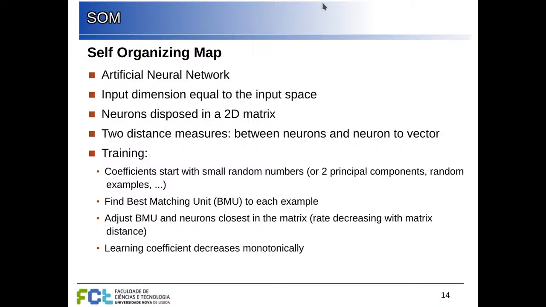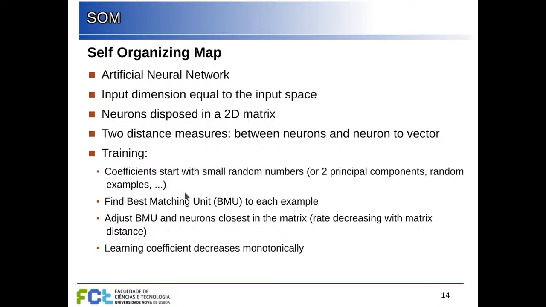We can measure the distance between the parameters of the neuron and some vector, for example, some example that we present to the network, and we're going to try to match the parameters of the neuron as close as possible to some vectors. But then we also have the distance between neurons in this two-dimensional matrix. So the way we're going to train this is we're going to start at random. Our neurons start with small random numbers.